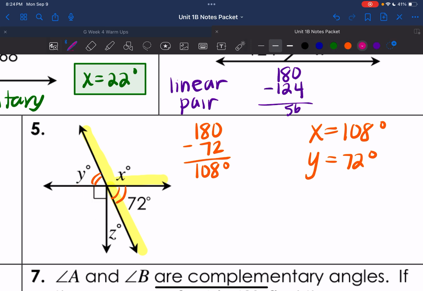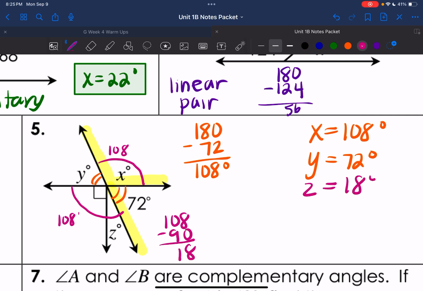So let's use different colors. So x, which we found out was 108, that's going to be the same here, 108. But if this part is 90, to find this leftover part, I'm going to do 108 minus 90, which gives me 18. So z must be 18 degrees.